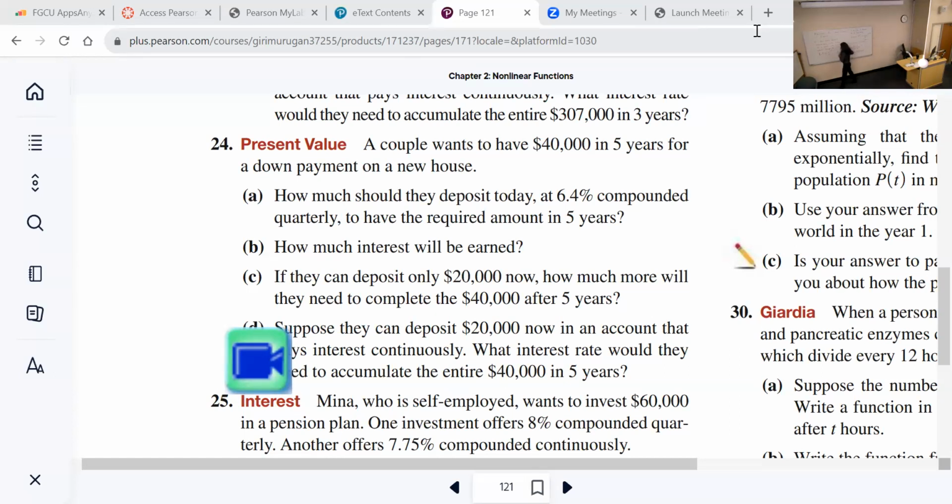So, what is this? Part B wants to know, what is the interest earned? How much? $10,881. Very good.